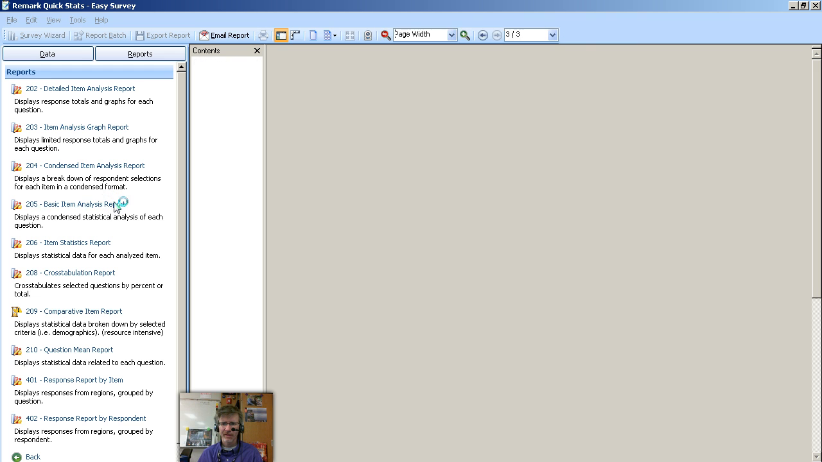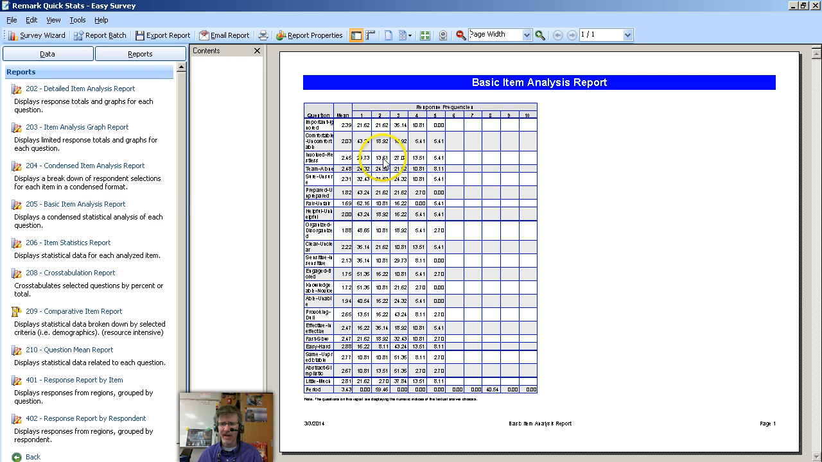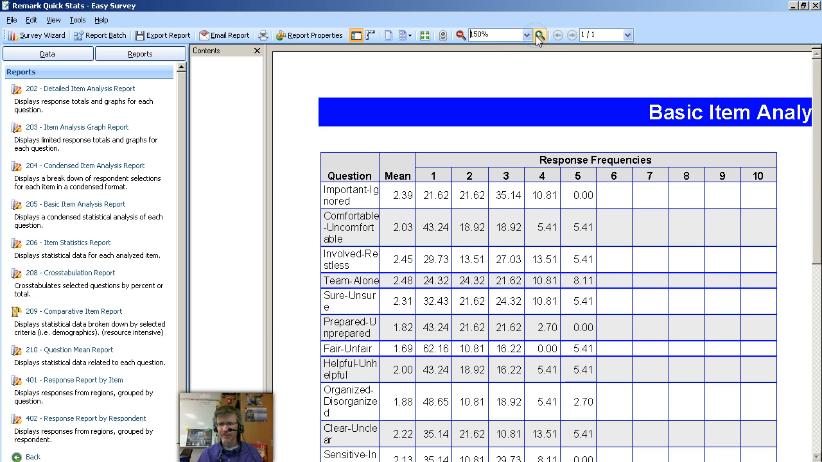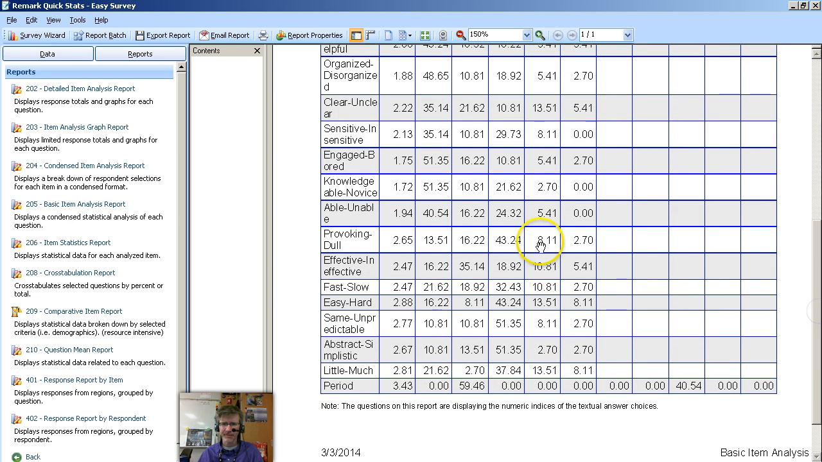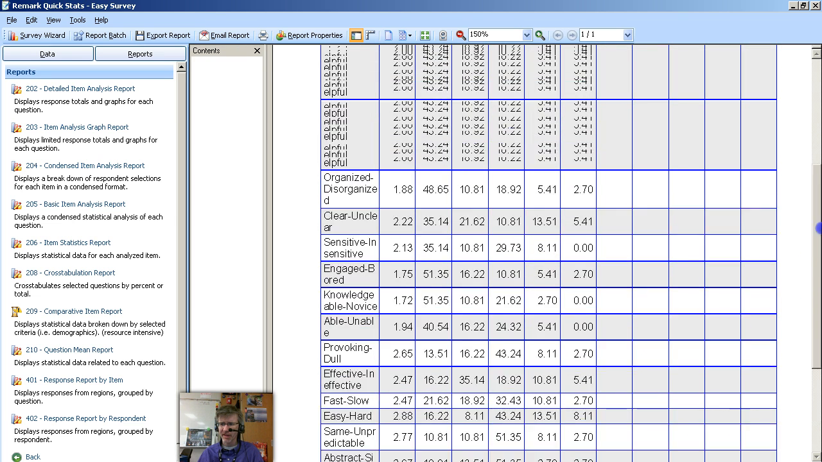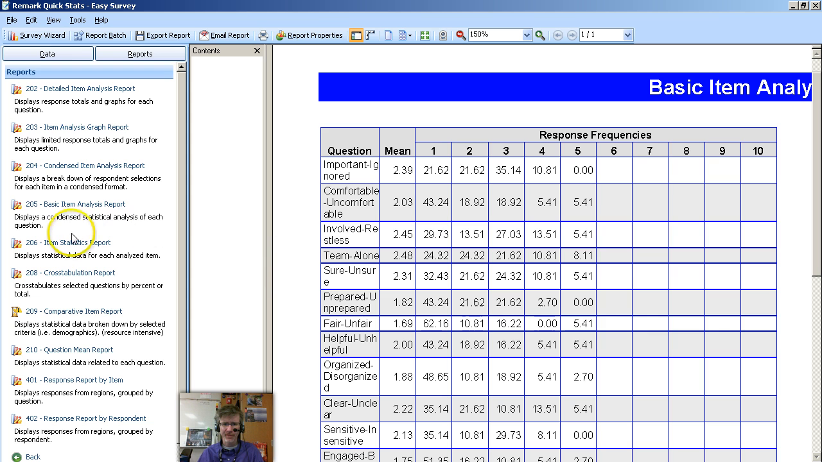The basic item analysis report is going to give you, for each question, the mean answer to the question and the frequencies for each answer. This is perhaps something that you could put into Excel if you wanted to graph some of the things yourself. That's the basic item analysis report.